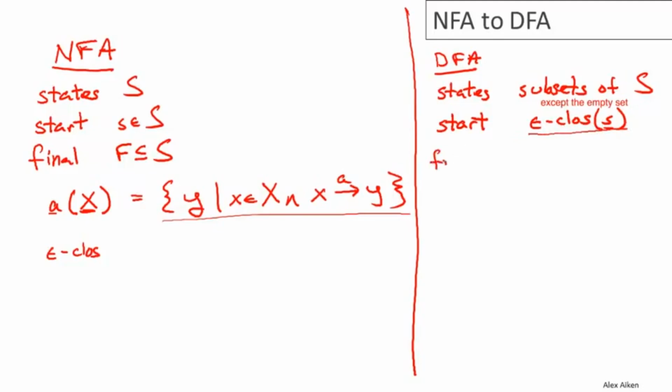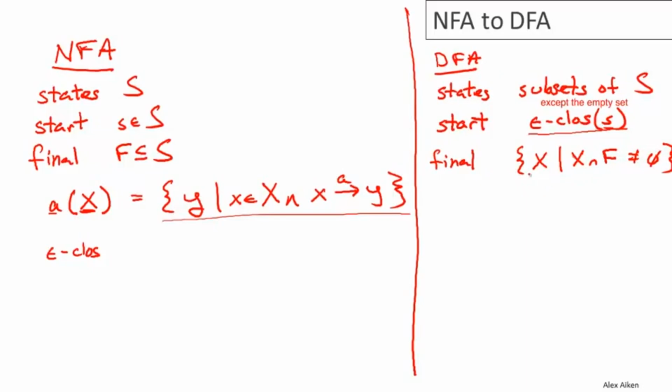Now, what are the set of final states? Well, the set of final states will consist of those states X, and remember the states of the DFA are sets of states of the NFA, so that X is a set, and it's going to be every X such that X intersected with the set of final states of the NFA is not empty.